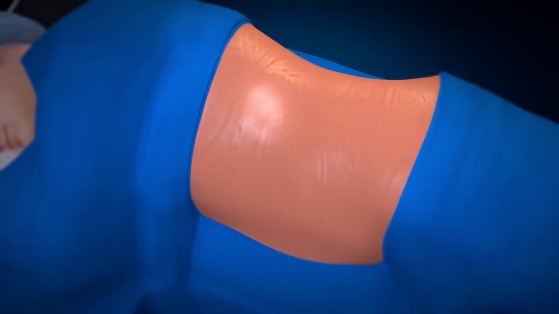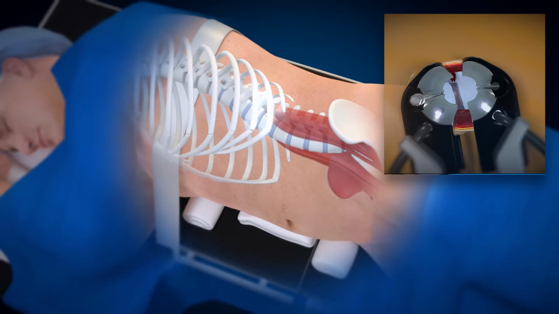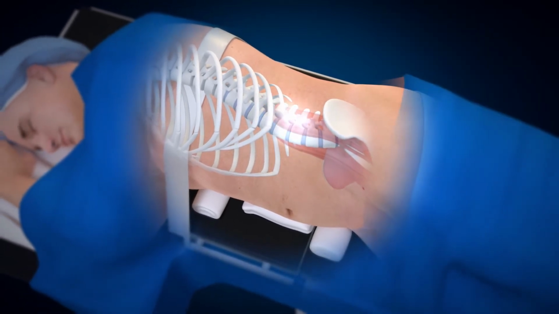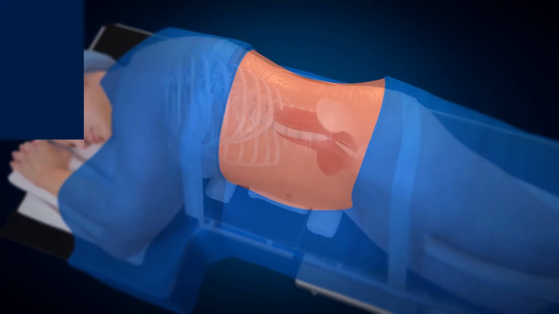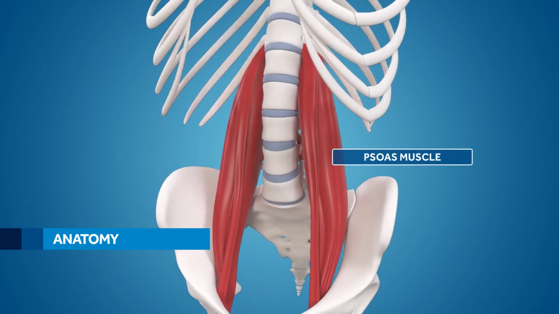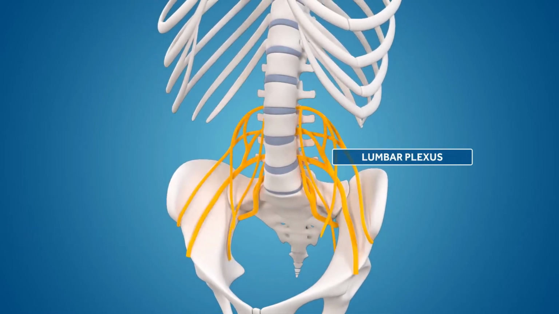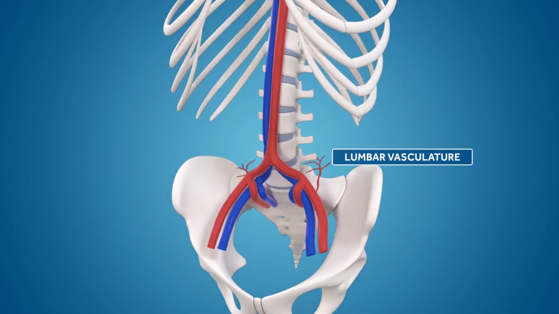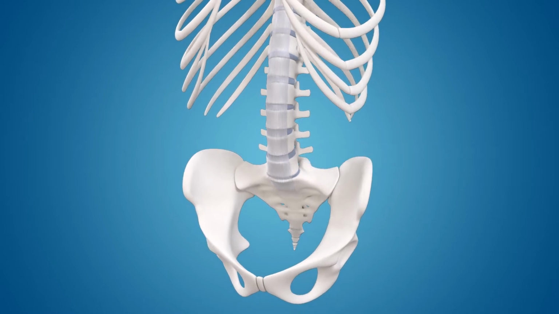The OLIF25 procedure is a muscle-sparing approach through an oblique corridor to access multiple levels of the lower lumbar spine. When considering an oblique approach, we must consider the anatomy, specifically the peritoneum, the psoas muscle, the sympathetic chain, the ureter and kidney, the lumbar plexus, the vasculature in the lumbar region, and the anterior longitudinal ligament, or ALL.